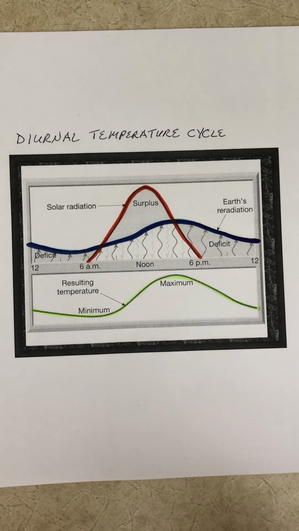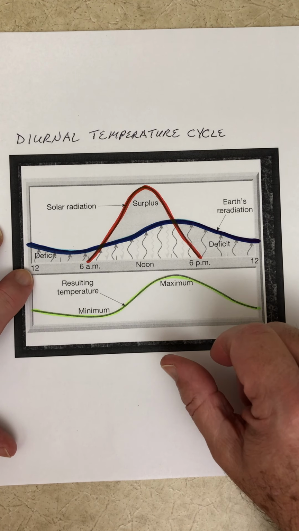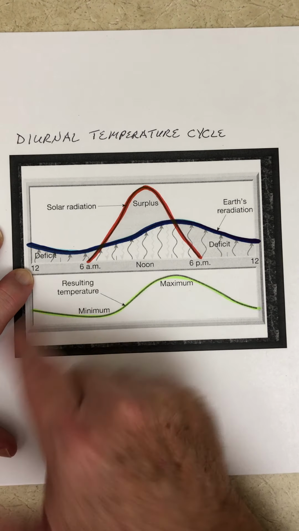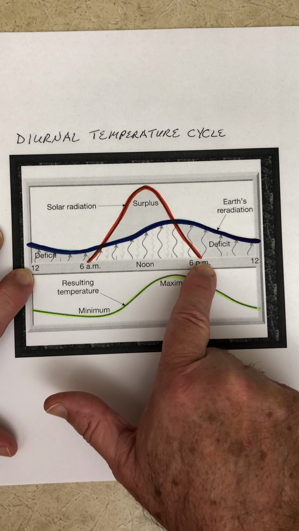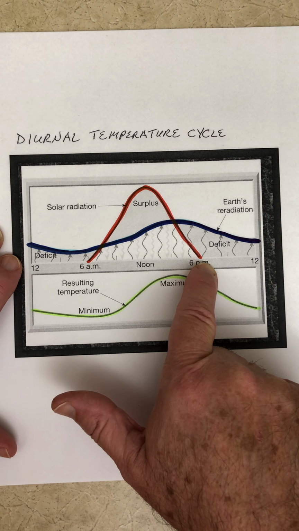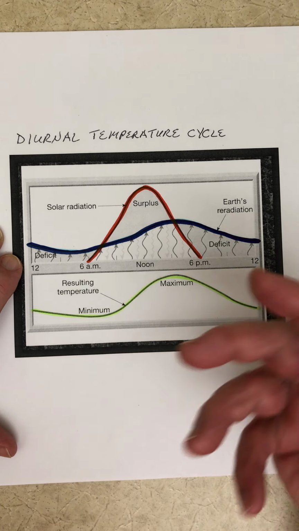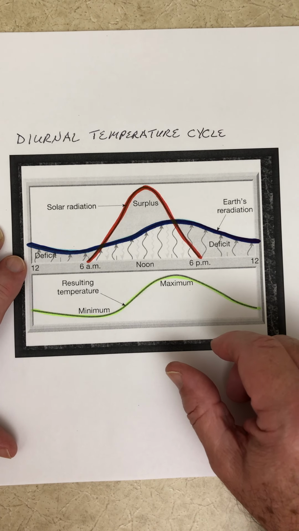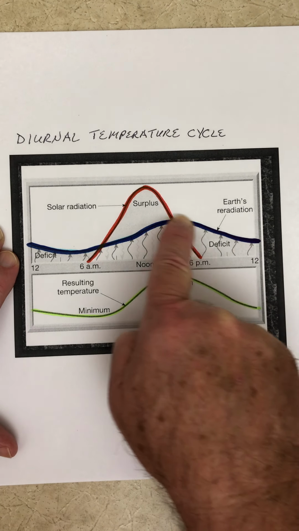Okay. Other things that we need to point out about the diurnal temperature cycle is, in this example, when do we receive incoming solar radiation? Again, this is the nice perfect example. Sunrise at 6 a.m., sunset at 6 p.m., so a 12-hour day. When does the Earth emit its energy? When does the Earth re-radiate the energy that it has absorbed? And that is 24 hours a day.